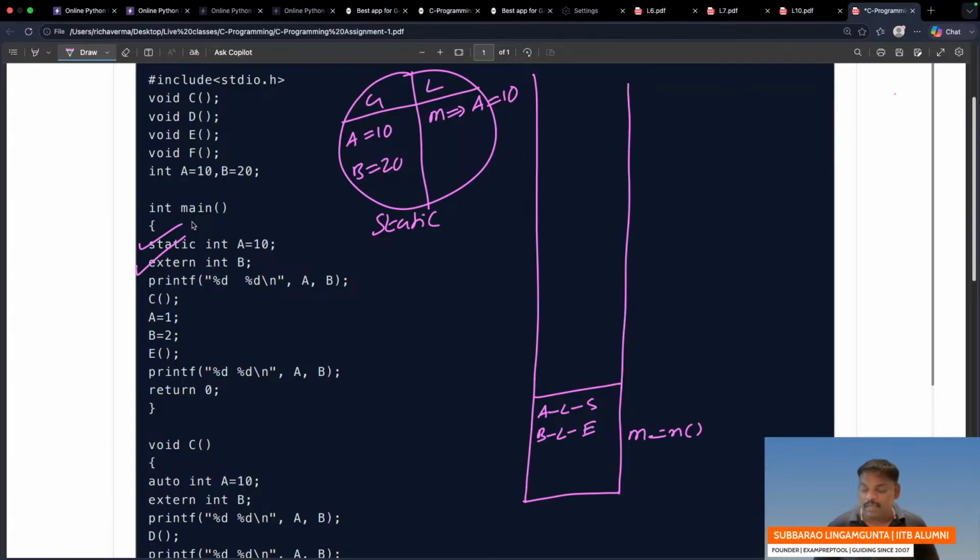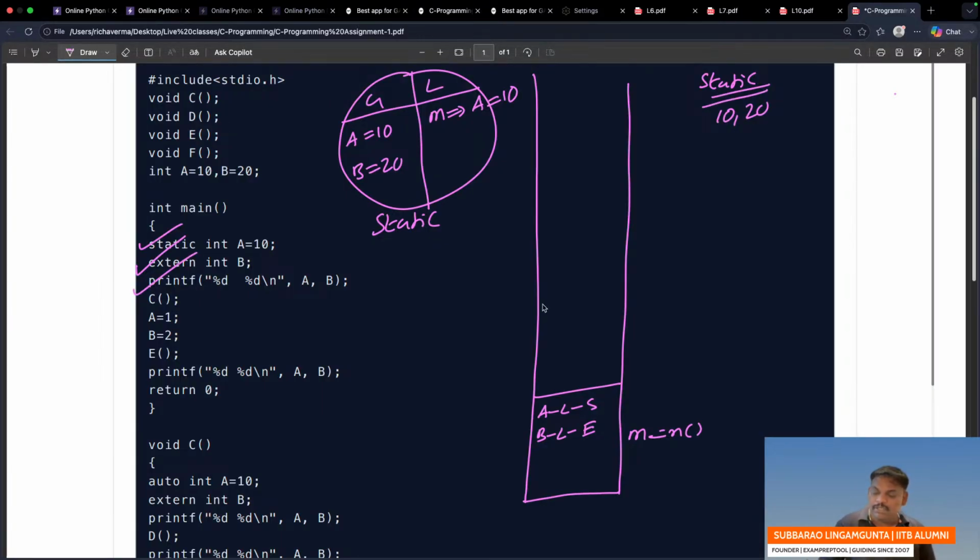Now see the print A B. Remember, wherever they are storing, the same place I have to take. A is local, static area, main function, so 10. B is local external, I think 20. So 10, 20 will be printed. First static scoping answer: 10, 20. Okay, fine. Printf is over.